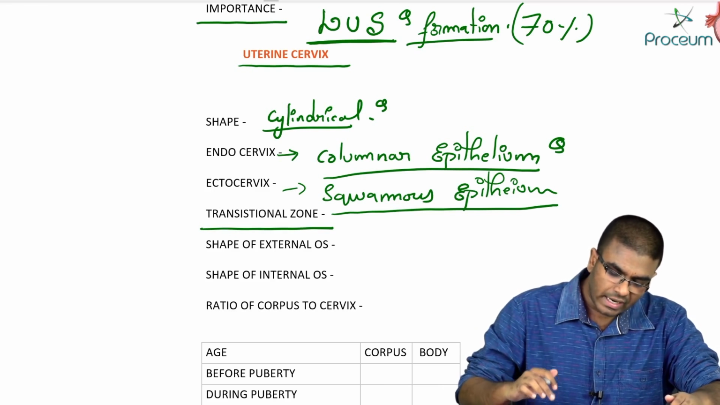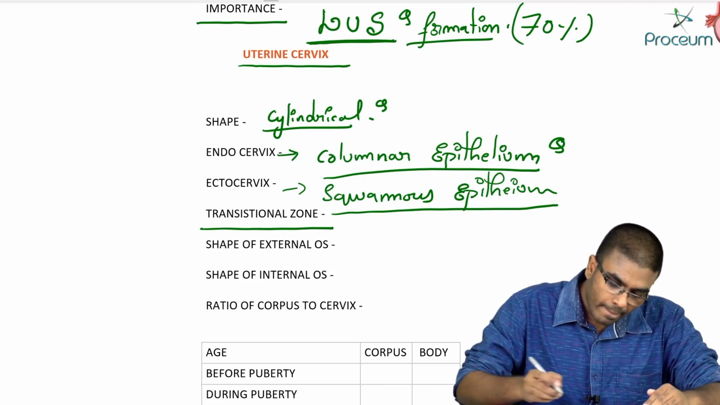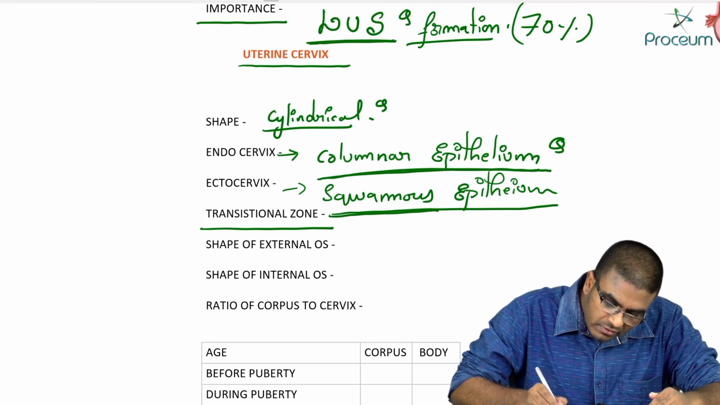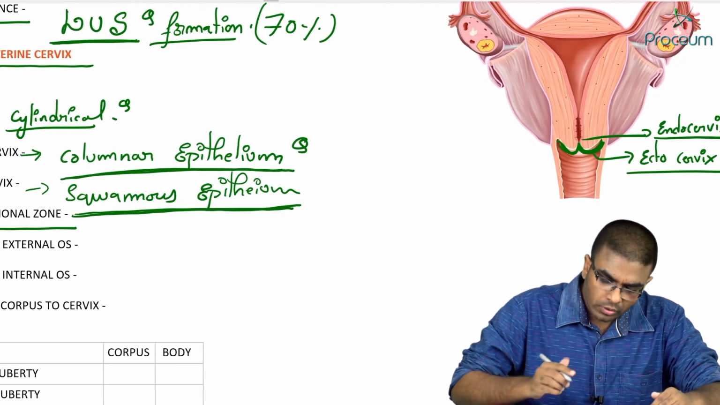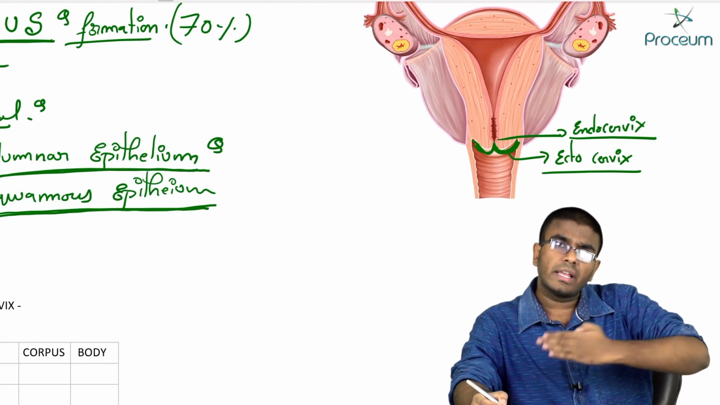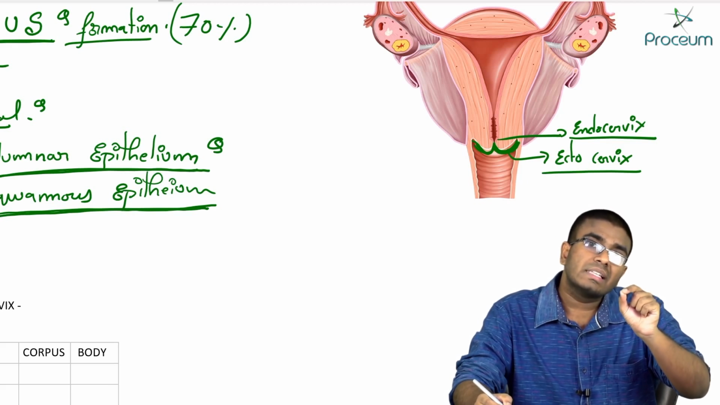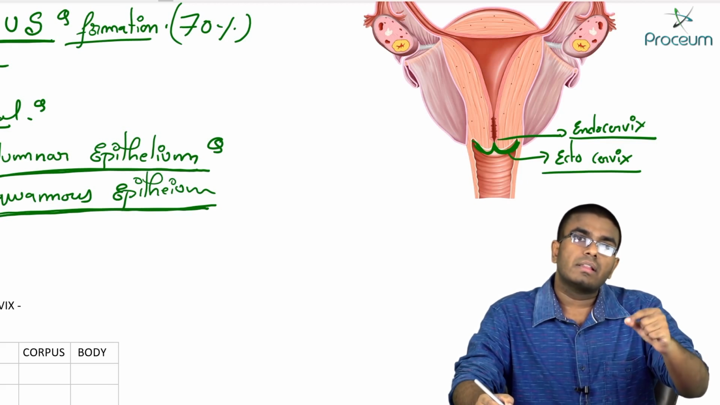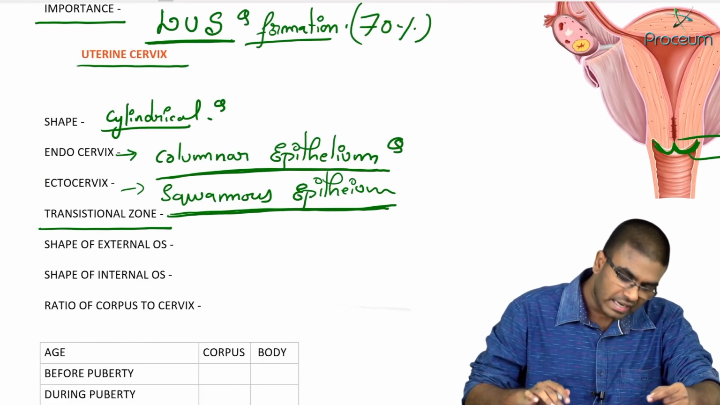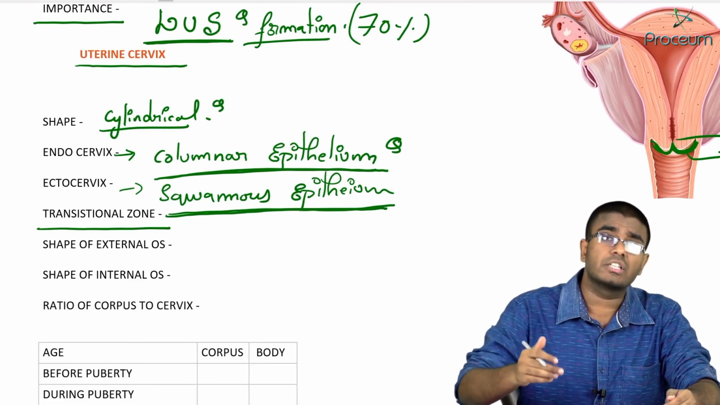What exactly is a transitional zone? Transitional zone is the point where the columnar epithelium is converting into the squamous epithelium. Internally it's lined by columnar epithelium. Externally, towards the ectocervix, it is lined by squamous epithelium. There should be a junction between the columnar epithelium and the squamous epithelium. This junction is known as a transitional zone.